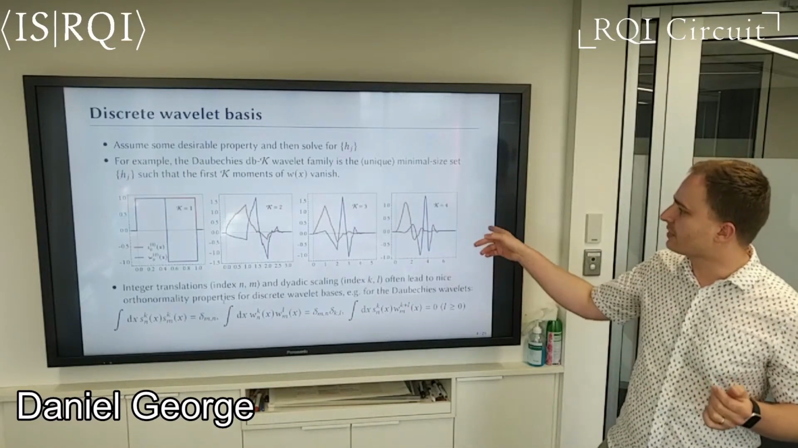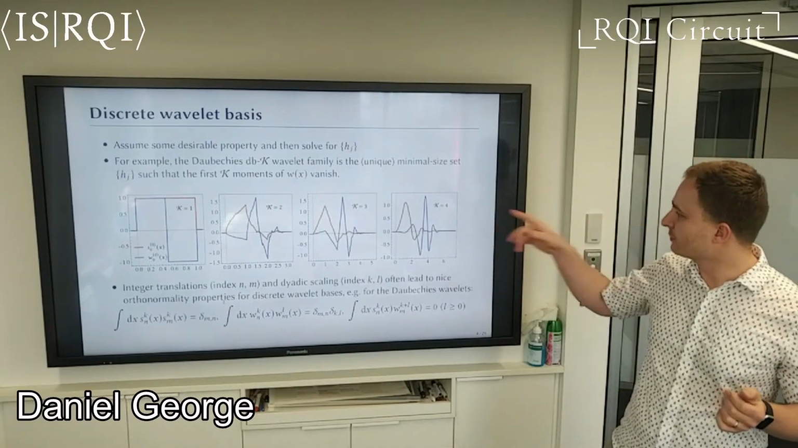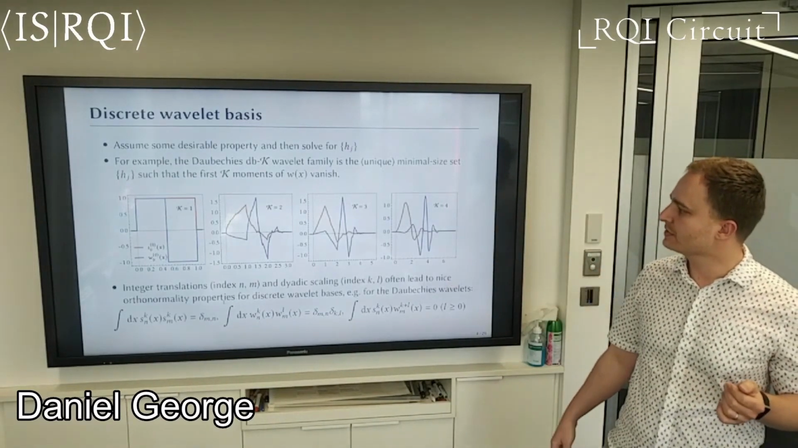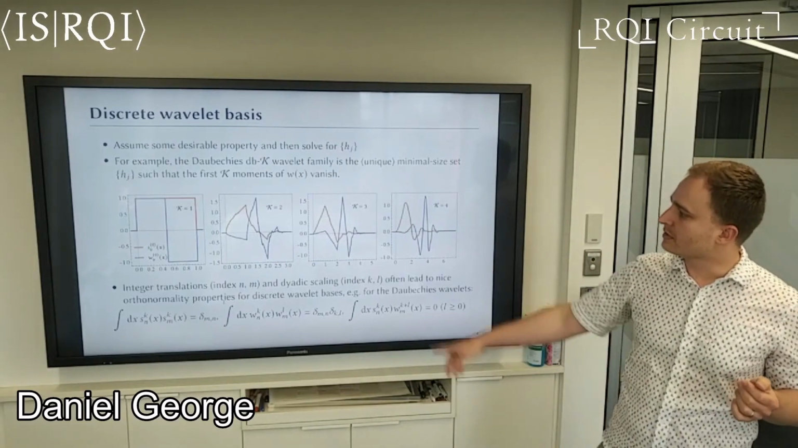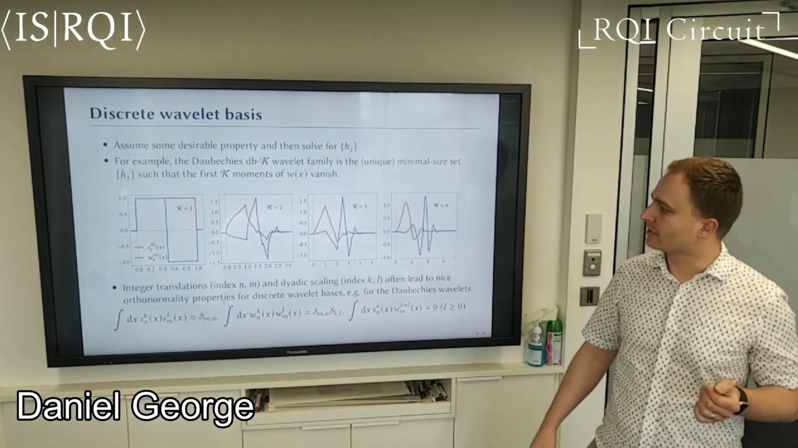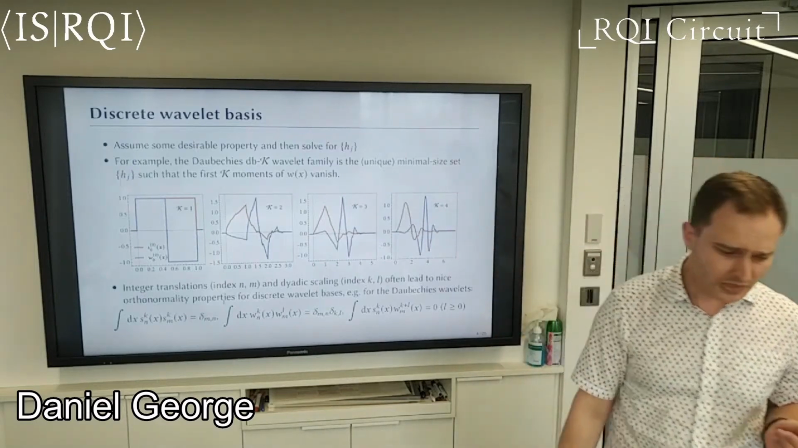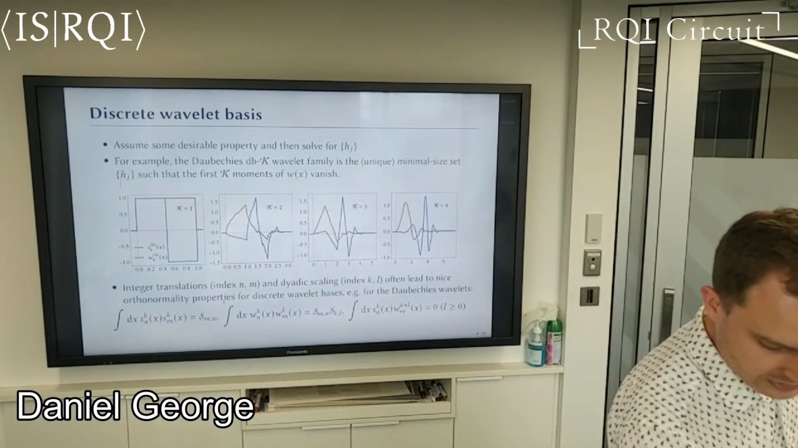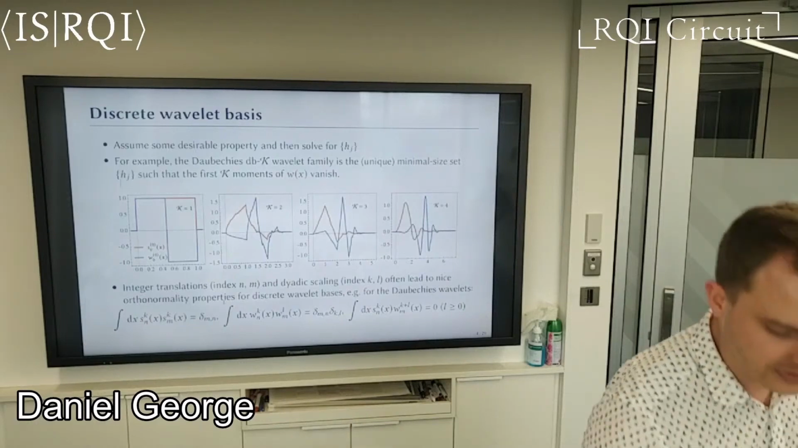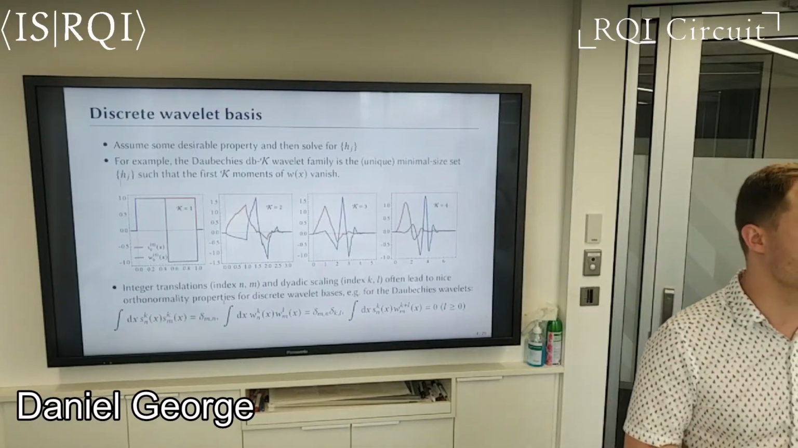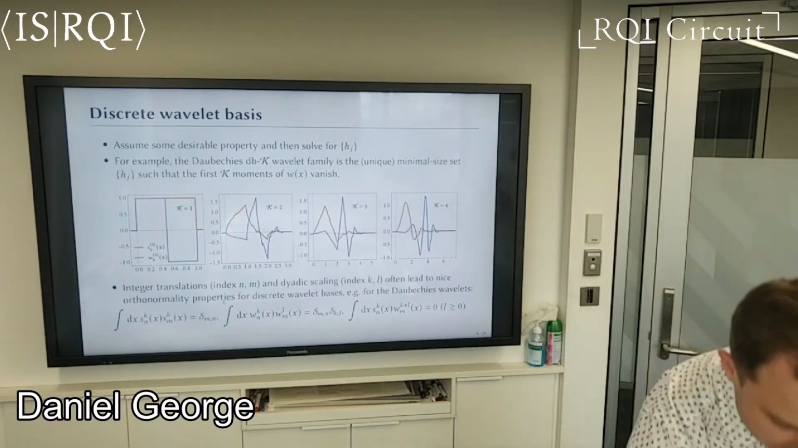So there's diagrams of 1, 2, 3, and 4 Daubechies wavelets. The Haar wavelet is the k equals 1 case, and the higher orders here actually get smoother. In the case of the discrete wavelets, you often get these really nice orthonormality properties that make some of the calculations quite a bit easier.